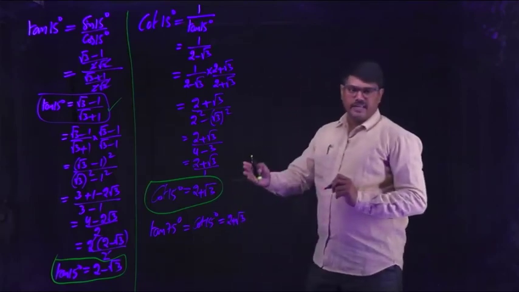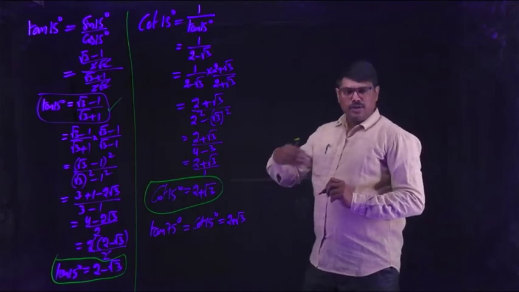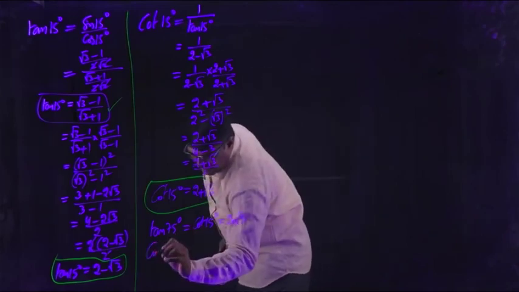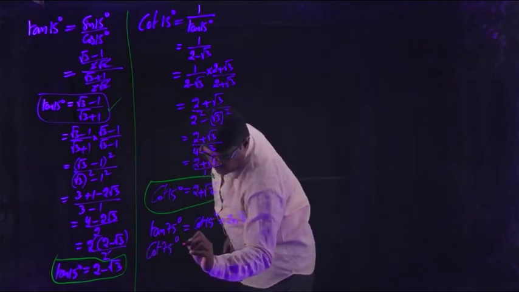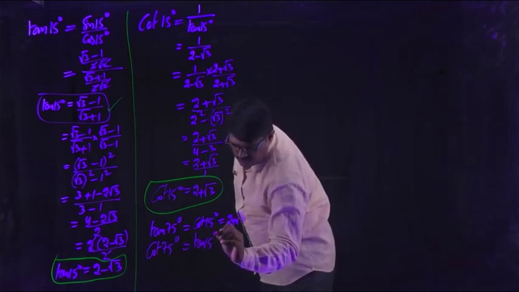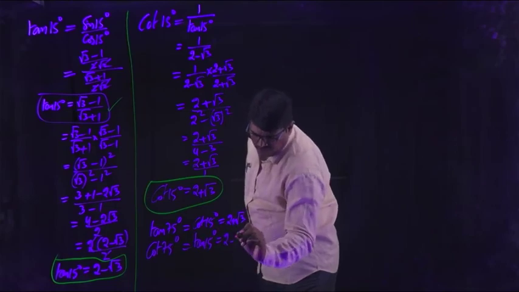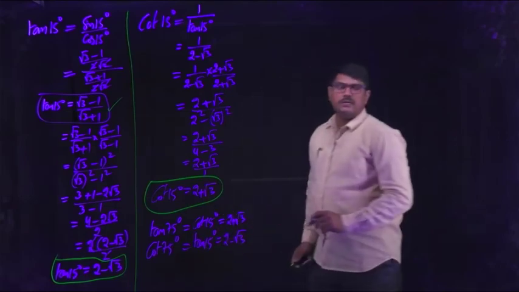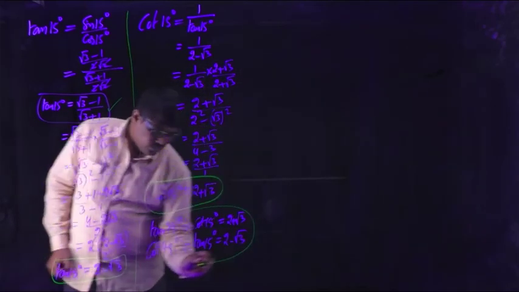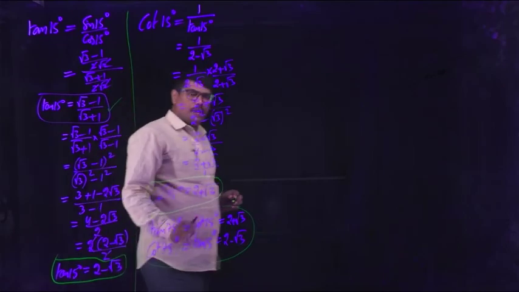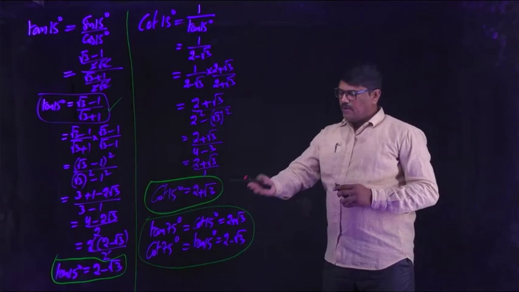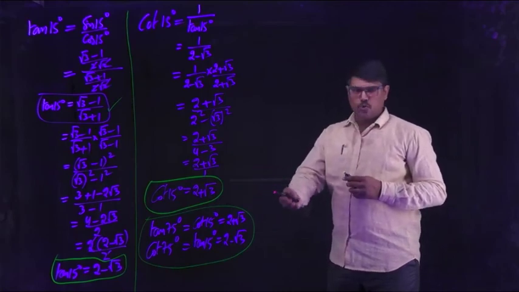If you know the 15 degrees values of tan and cot, you can remember the value of tan 75 and cot 75 also. Cot 75 degrees value is nothing but tan 15 degrees. And we know the value of tan 15 is 2 minus root 3. So after knowing the values of 15 degrees, you can establish the values of 75 degrees there. Remember that one. Cot 75 is equivalent to tan 15, which is 2 minus root 3.